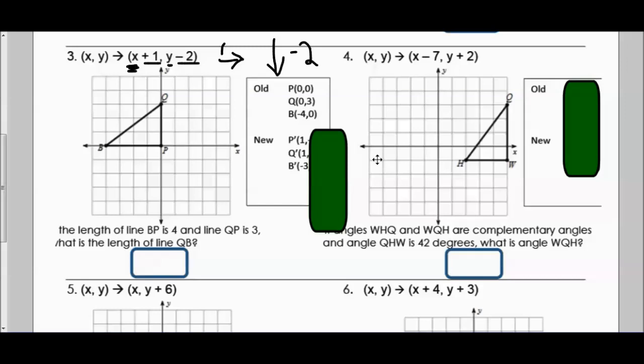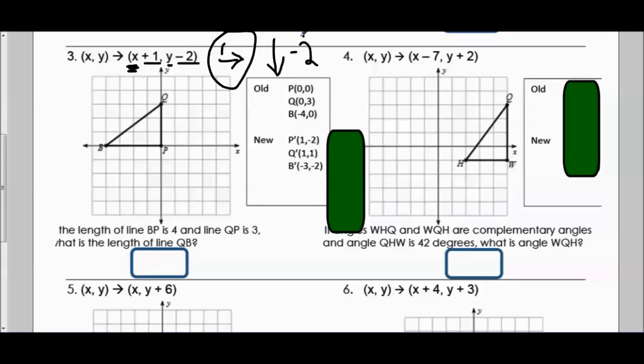And then we subtract 2 from the y. That gives us -2, 1, and -2. Just subtracting 2 from each of those y coordinates. So again, we could think about that either way. We could translate it into words. Really, all it means is right 1 and down 2. Or you can actually perform the operation on each of the coordinates. Either way, it would lead us to this new shape. And with the new coordinates of b prime, p prime, and q prime.